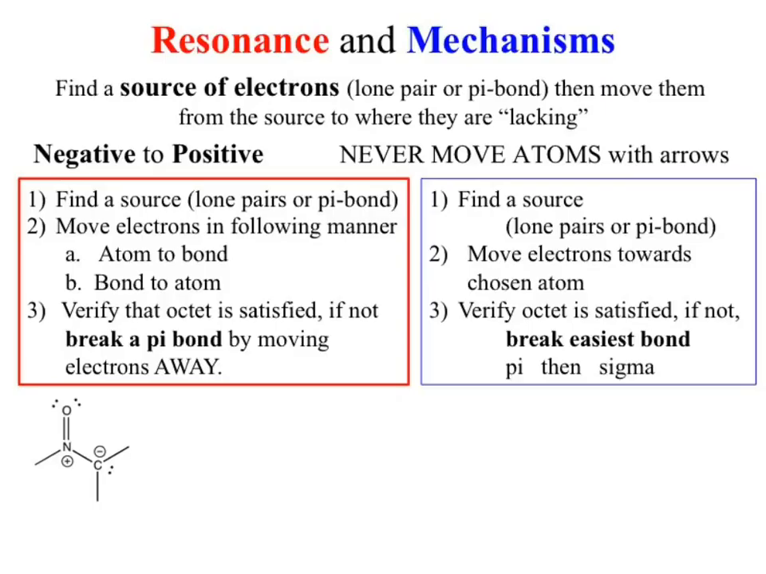Okay. Resonance and mechanisms. Same rules pretty much on both sides. You're finding a negative charge and you're attacking a positive. Okay? We're shifting electrons around in a structure. When we deal with resonance, we're only looking at lone pairs and pi bonds. We cannot touch sigma bonds because we can't change the structure. It's the whole point of resonance. It's just seeing how the electrons are dispersed within the structure. Sigma bond breaking changes the structure.